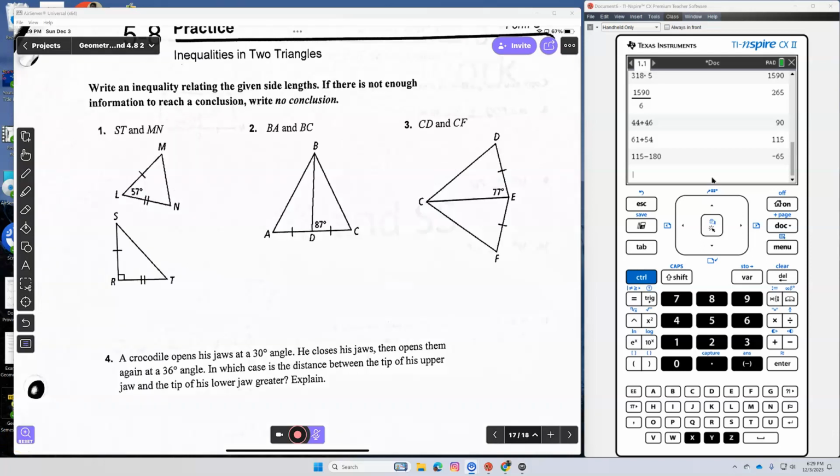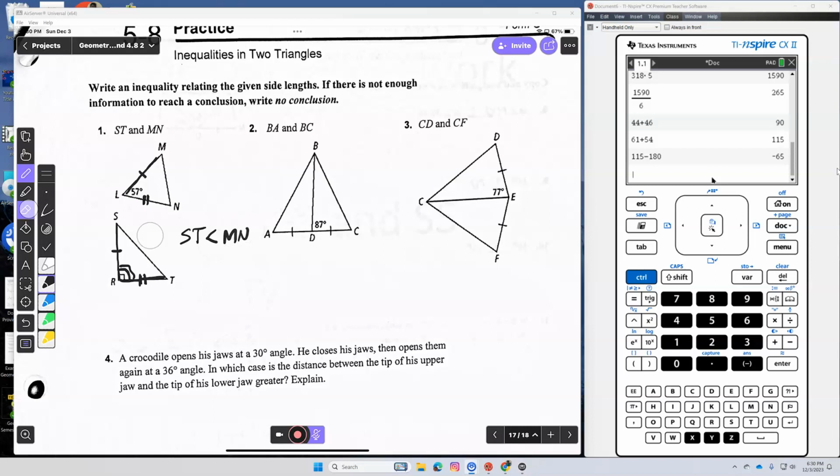Write an inequality relating the given side lengths. If there's not enough information to reach a conclusion, write no conclusion. Okay, so we have this side congruent to this side, and this side congruent to this side. This angle is definitely larger than 57. So what does that say about ST? ST is less than MN.